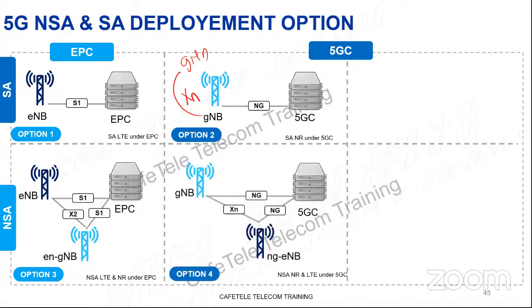Now we have option 4. So option 4, again, we have non-standalone. Okay. So option 4 is non-standalone means what? It means this time it is connected to the 5G core network. This is the difference actually here. So if you see the architecture is same, there is no difference. Only difference is that here EN G node B and next generation G node B is connected.